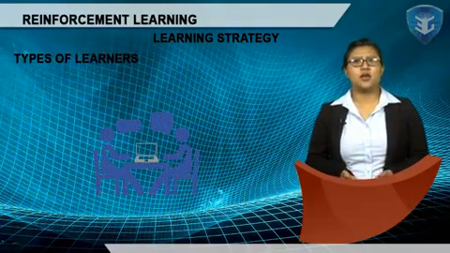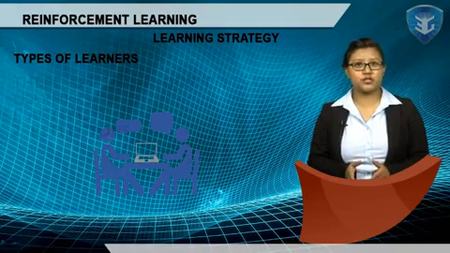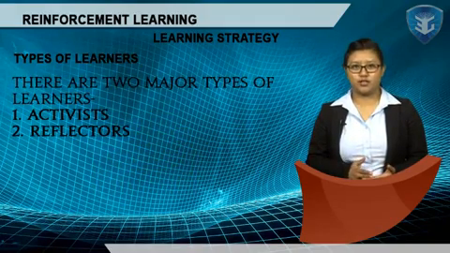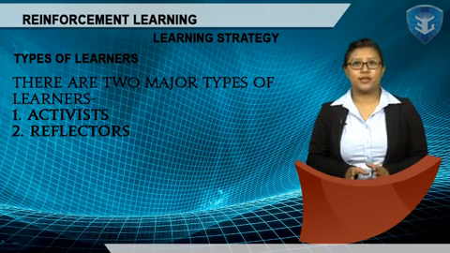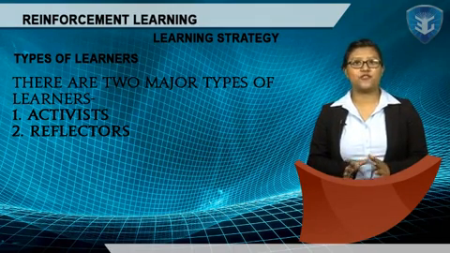Types of learners. Whenever we are going to present to a group, we must consider who makes up the group and how best we can reach them. There are two major types of learners. Activists involve themselves fully and without bias in new experiences. Reflectors like to stand back to ponder experiences and observe them from many different perspectives.